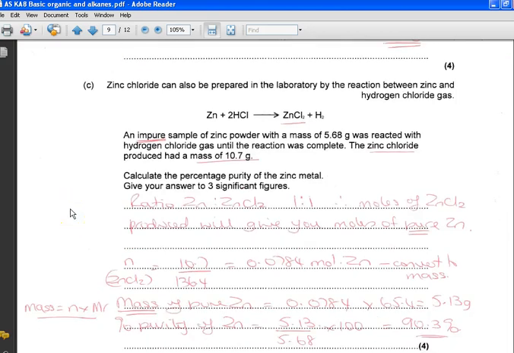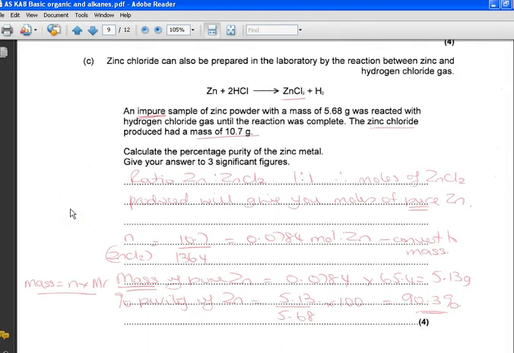And then there's another final part here where you're asked to work out a percentage purity. So you're told that you have an impure sample of zinc powder. Now some of you used this value to work out the moles of zinc, but you can't because this is impure, and you don't know how much of that 5.68 grams is the impurity. So you need to use something else. There must be some more information in the question to enable you to answer this question.